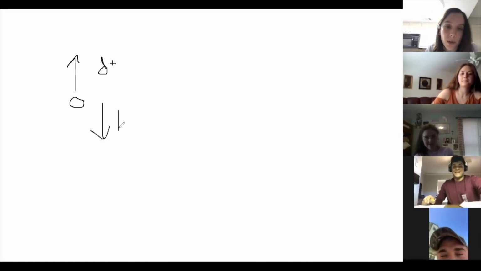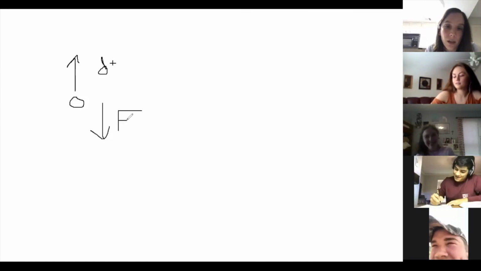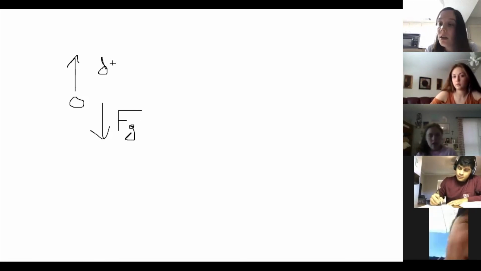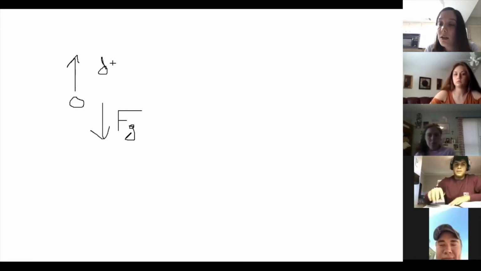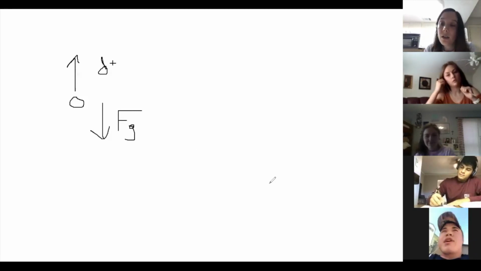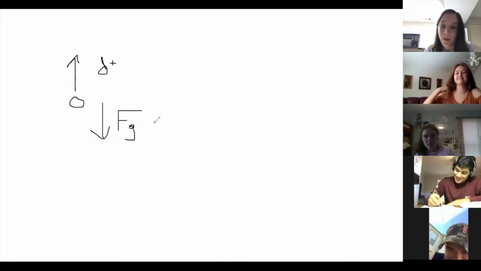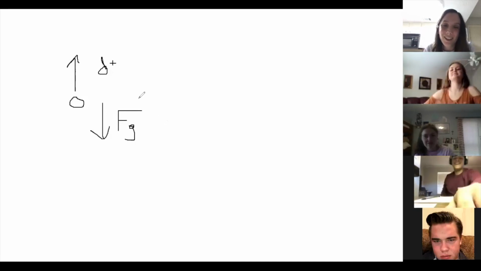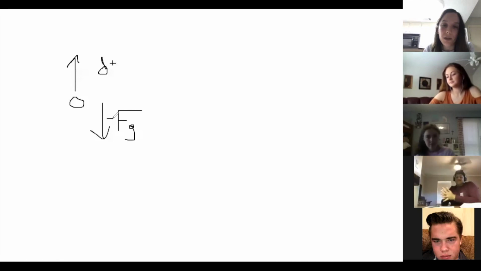So we'd say that the force of gravity is negative. Wouldn't it be at 9.8 meters per second squared downward? Yeah, very good, acceleration. Exactly. Remember that. So yes, exactly. So we would say that the force of gravity is downward. So we'll say that's negative.